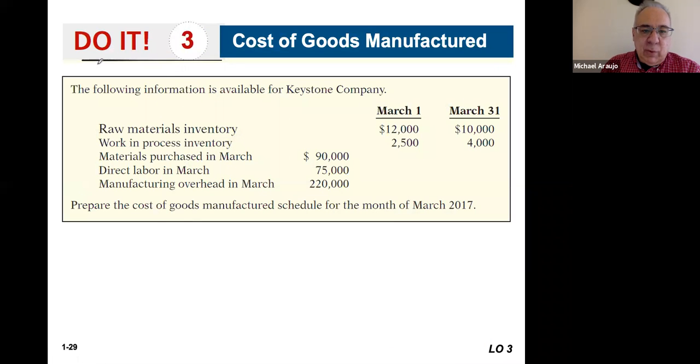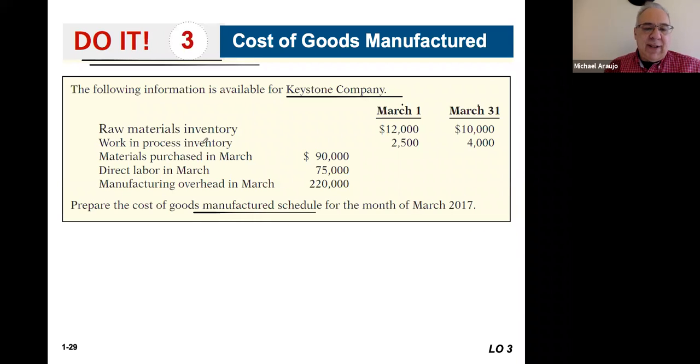And so we come to the end of Do It 3, right? Learning Objective 3. So speaking of a smaller schedule, this is what they're asking you to do. This is information for Keystone Company, and it shows the difference, well, starting on March 1st versus March 31st. So here you have raw material inventory. At the beginning of March, it was 12,000. At the end of March, it was 10,000.